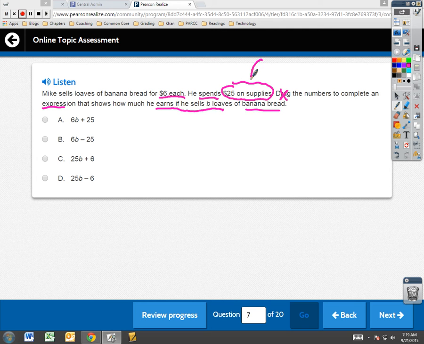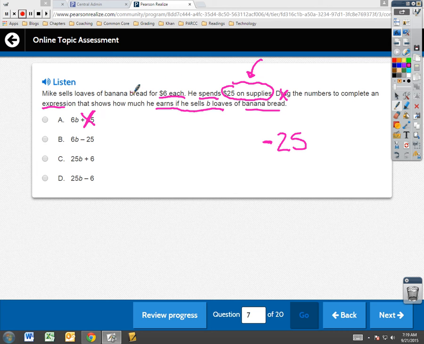Because he's buying supplies, that's going to take away from his profit. So that is a minus 25. Because you have to spend that money. And that money comes from your profits. Or it's going to come away from your revenue, really. Now let's take a look. I know this is not right because it says plus 25.